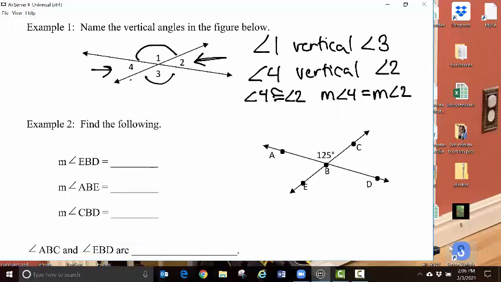It says find the following. We have these angles, EBD, we have the blue angle.